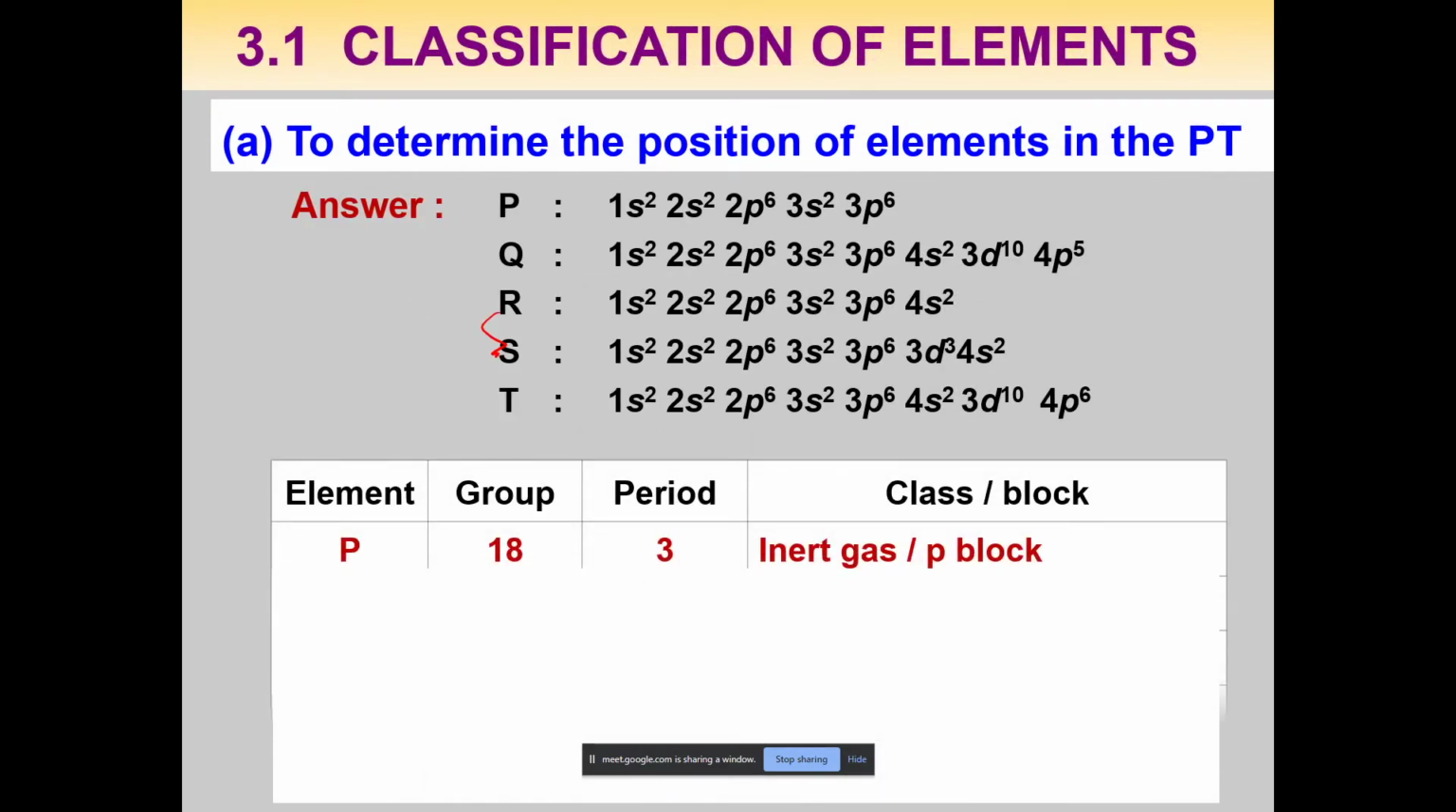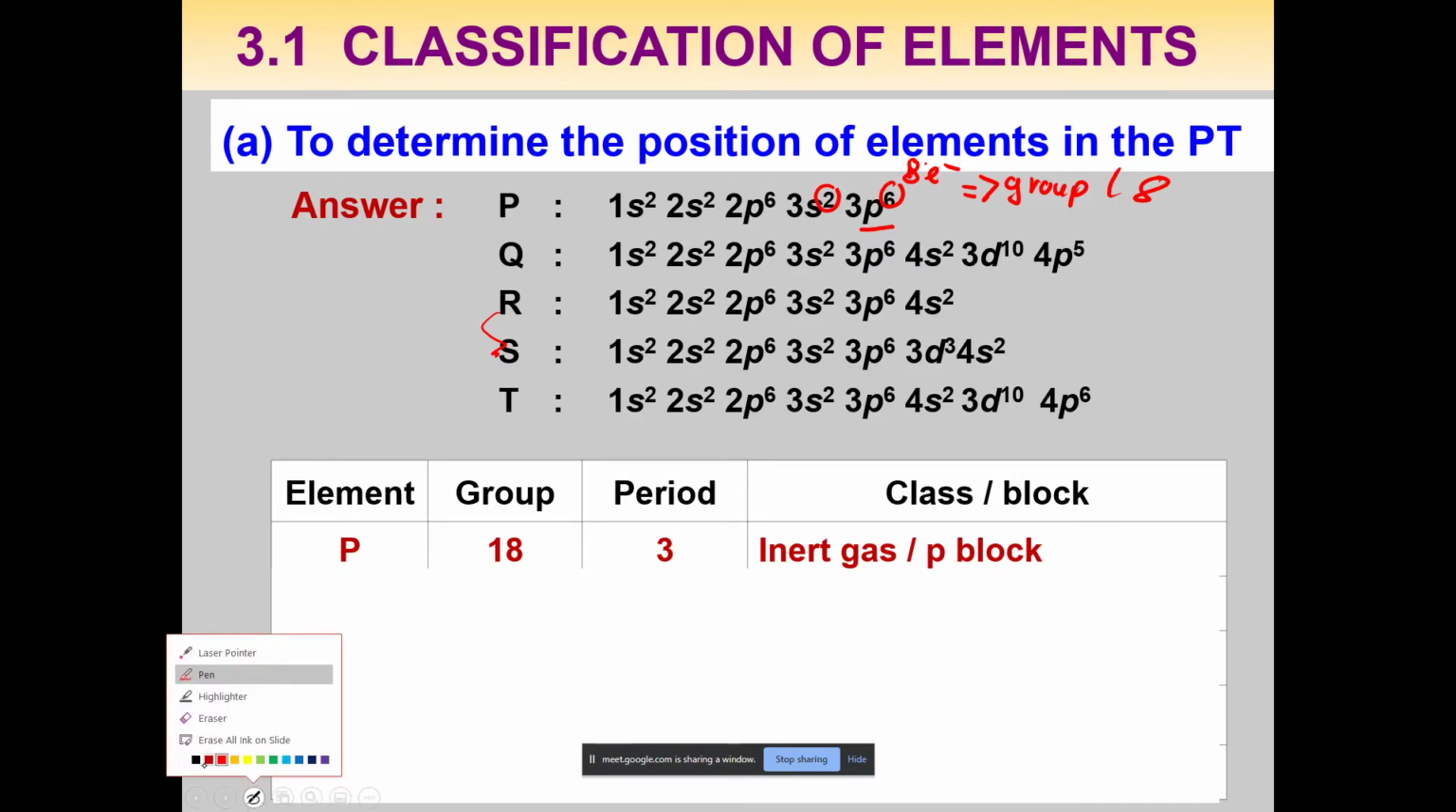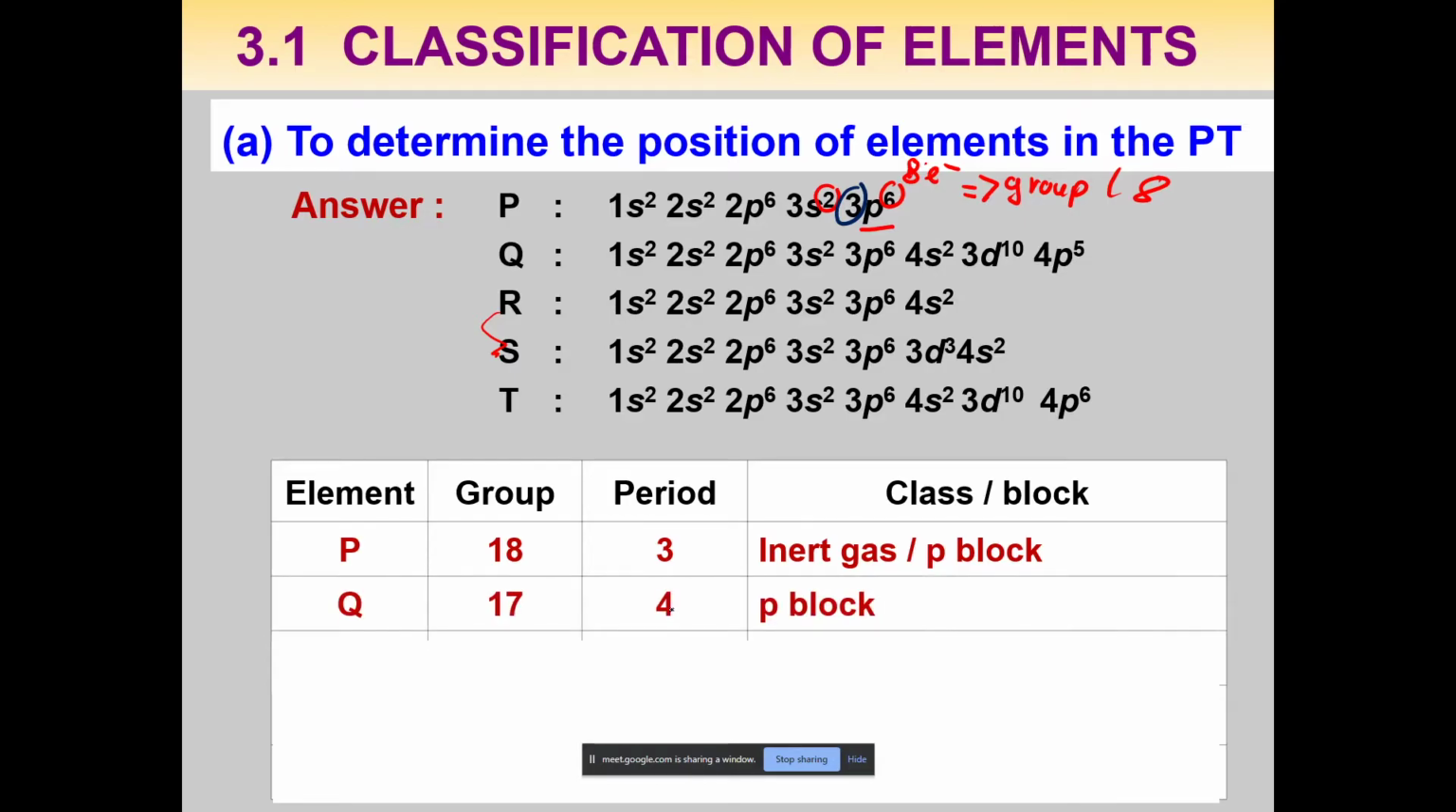Okay. For P, it is group 18, period 3. So group 18 from the valence electron, 8. So, it has 8 electrons, and it is in P block. So, it is group 18. Okay, the way to determine the period is the highest principal quantum number, so 3. Alright, so let's see Q.